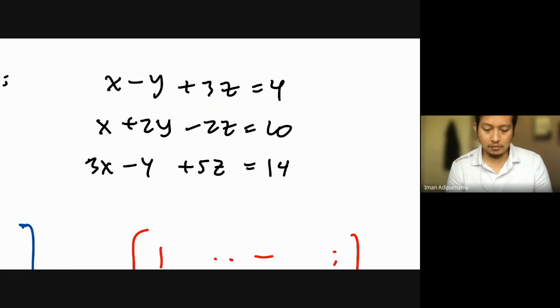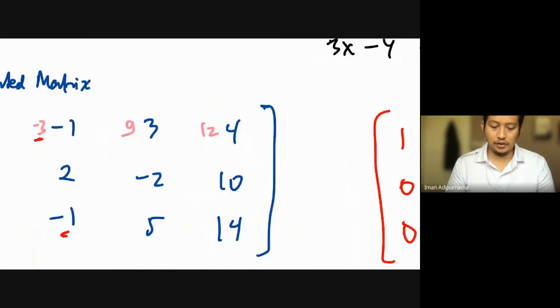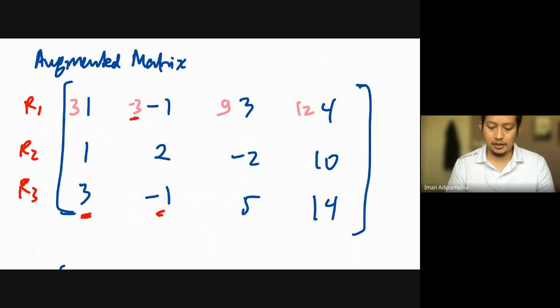So x minus y plus 3z is 4. This is the R1. x plus 2y minus 2z is equal to 10. This is the R2. 3x minus y plus 5z equal 14 is R3. Okay, now we have this R1, R2, R3. Now we are going to write it in the augmented matrix.